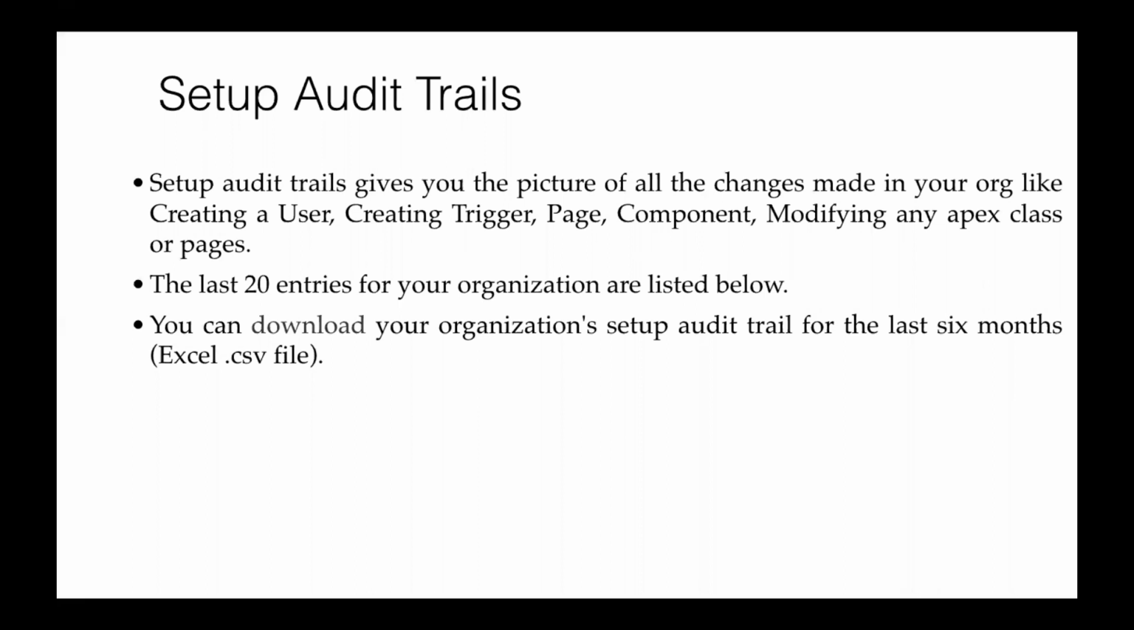Whatever changes we made, like when we turned on the debug log or requested email log information, we will be able to get that information under the setup audit. We will be able to see the top 20 entries in the setup audit trail, and if you want to see more, we can download it as a CSV file and see the information. So how does this help in our organization?